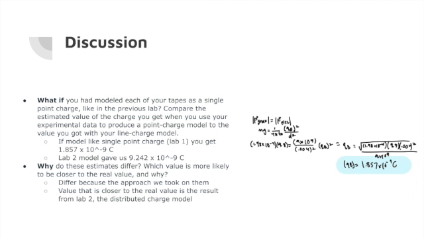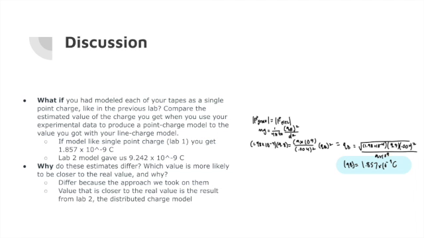So looking at these discussion questions, for the what-if question, clearly the distributed charge model, what we did in this lab, is significantly larger than the one of the point charge that we calculated. You can see that if the model is a point charge, you get 1.857 times 10 to the negative 9 coulombs, and for Lab 2, this model gave us 9.242 times 10 to the negative 9 coulombs.